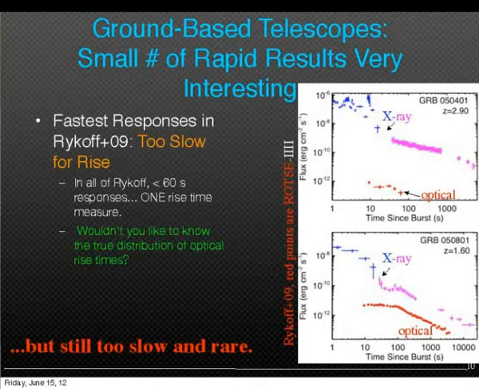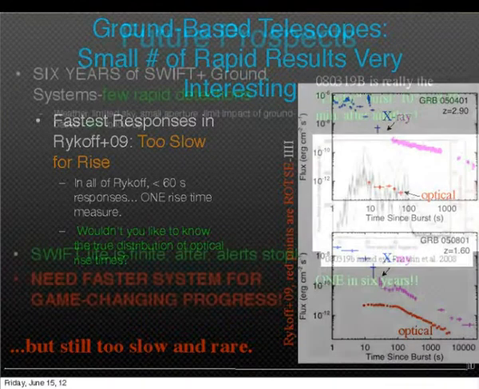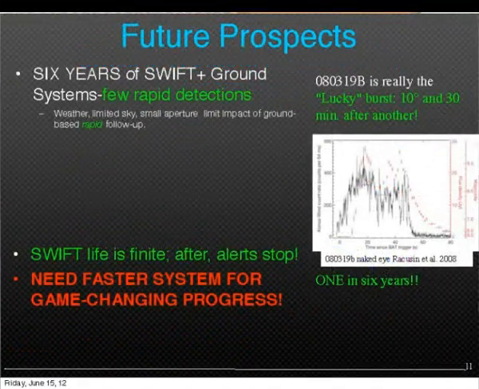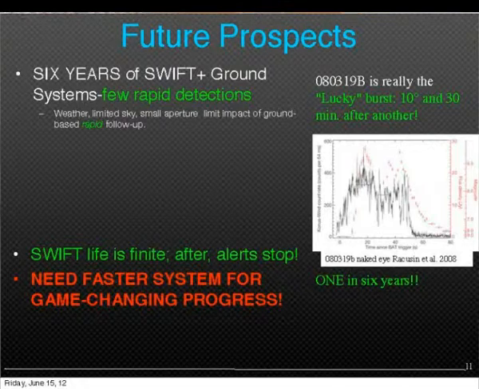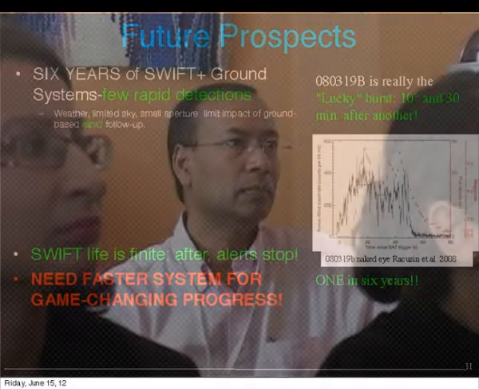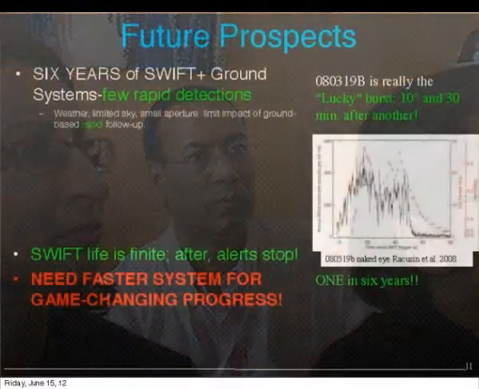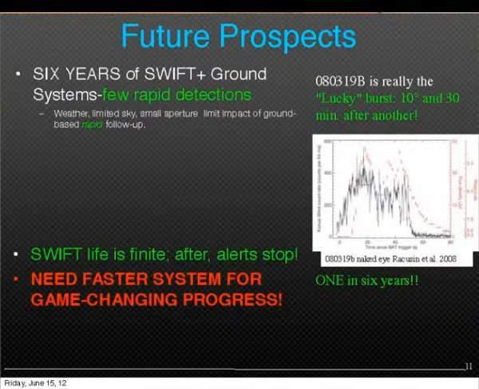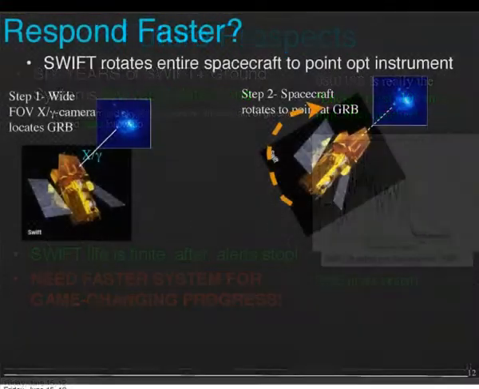And wouldn't you love to know the true distribution of these rise times? Okay. After 7 years of Swift, there are a few detections from ground-based prompt optical. We have one of these really fantastic cases, but it's 1 in 7 years. That's not an existence proof. It's kind of a proof that you've got to do something else. You're never going to get there. You're never going to get enough data to really move forward on this. Swift is not going to be there forever. We need a faster system for a game-changing kind of progress on this.